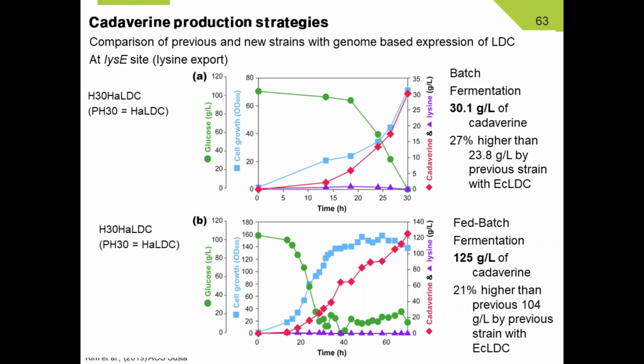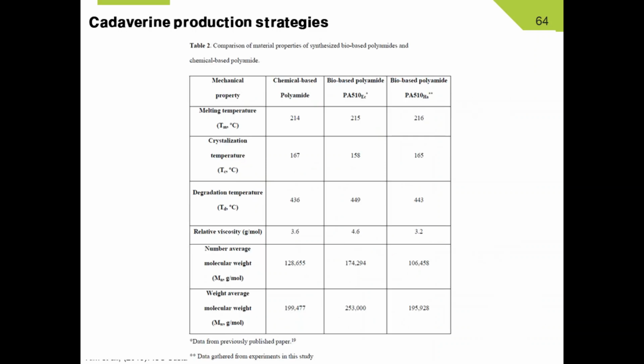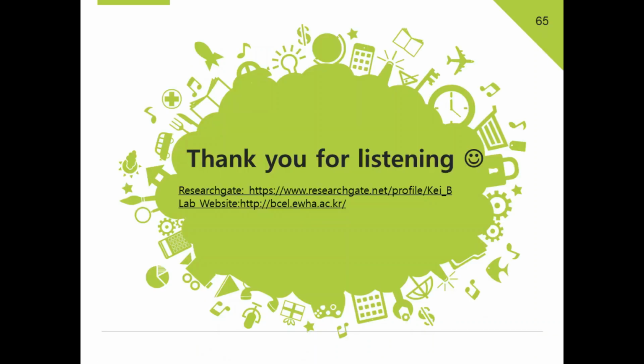And these are the properties of the bio-based polyamide, and we compared it again to the chemical-based polyamide. Most of the properties were similar, which just means that it's good to use. So it's good to further develop a biorefinery based on bio-based cadaverine and polyamide production.